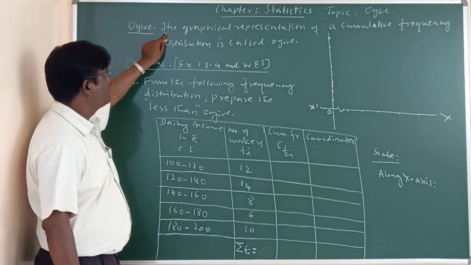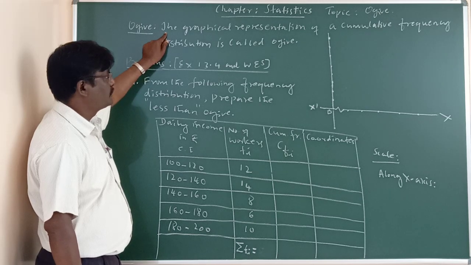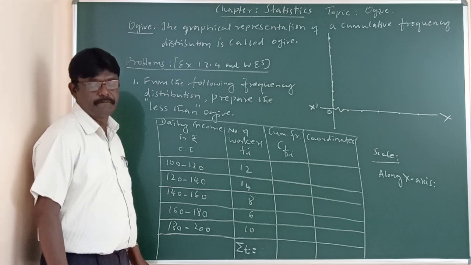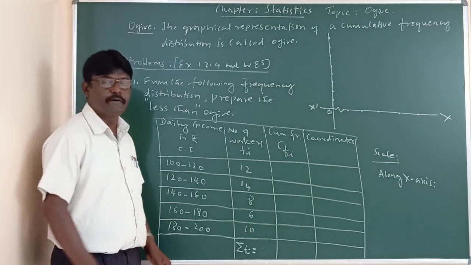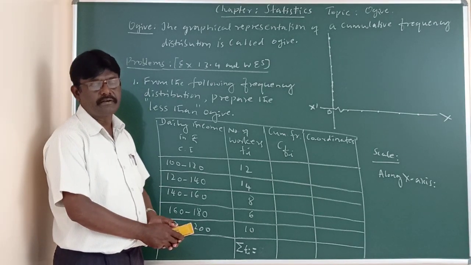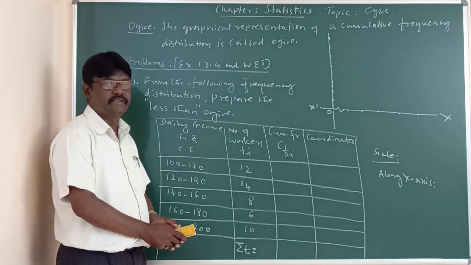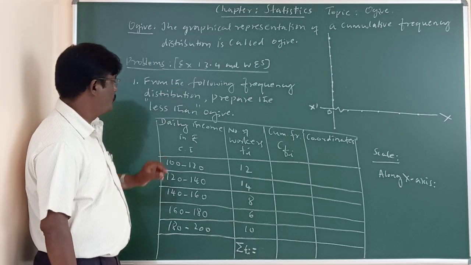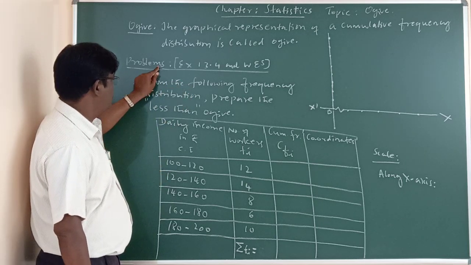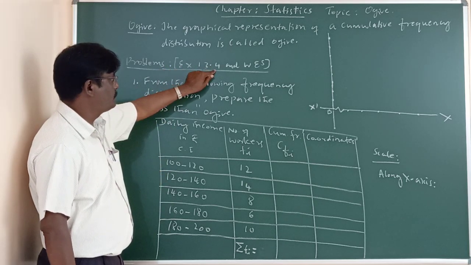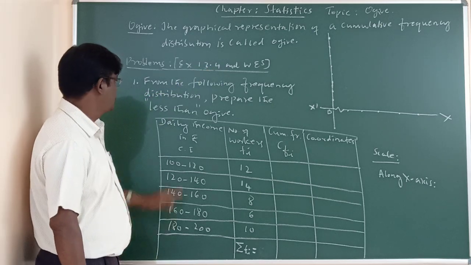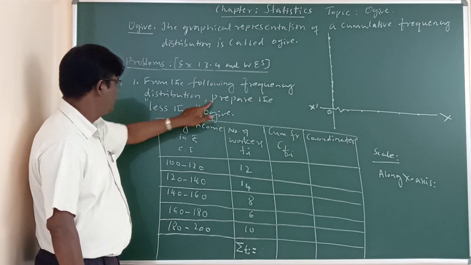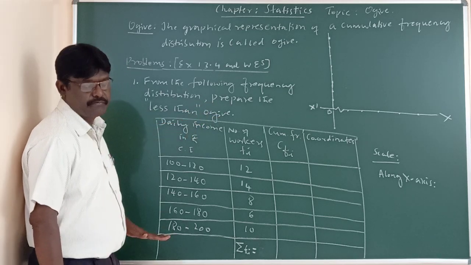OGIVE, the graphical representation of a cumulative frequency distribution, we say what? OGIVE. In OGIVE, we have two types, less than and more than. First, we shall do one problem on less than OGIVE, less than type. Problems are from exercise 13.4 and worked examples. From the following frequency distribution, prepare the less than OGIVE.